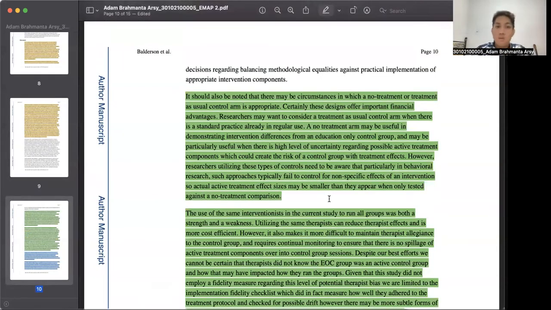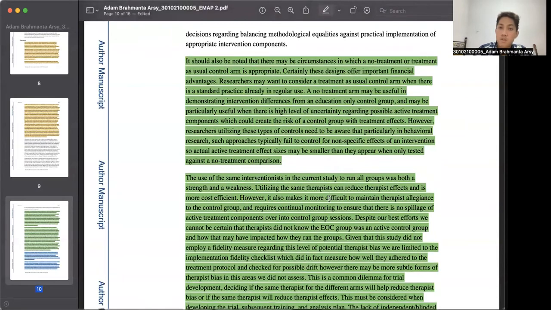It should also be noted that there may be circumstances in which a treatment as usual control arm is appropriate. Certainly, this design offers an important financial advantage. Researchers may want to consider a treatment as usual control arm when there is a standard practice already in regular use. A treatment arm may be useful in demonstrating intervention differences from an education-only control group and may be particularly useful when there is a high level of uncertainty regarding possible active treatment components, which could create the risk of a control group with treatment effects.